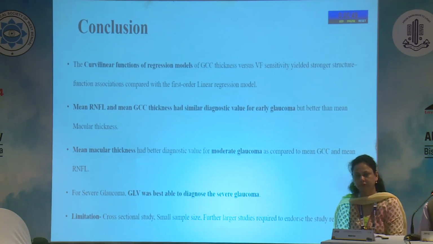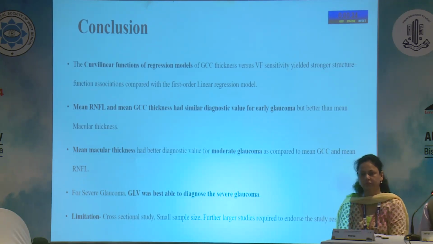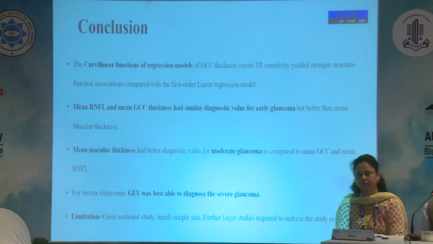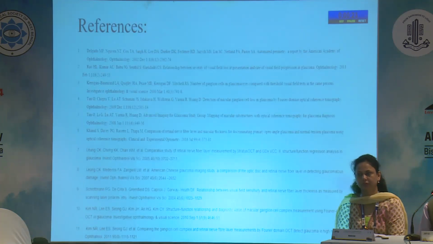In conclusion, the relationship between visual field sensitivity and GCC was best explained by curvilinear functions of regression models. Mean RNFL and mean GCC thickness had similar diagnostic value for early glaucoma, but not better than macular thickness. Mean macular thickness was better for moderate glaucoma, while for severe glaucoma, GLV was best able to diagnose severe glaucoma. Under limitations, this was a cross-sectional study. Sample size was relatively small, and further larger studies are required to endorse the study results. These are my references, and thank you so much.